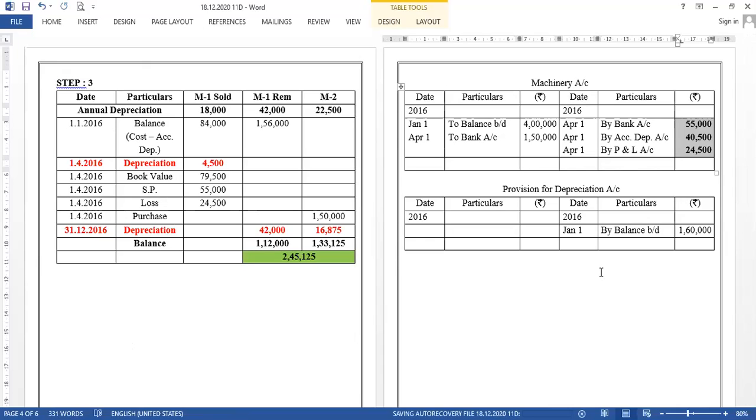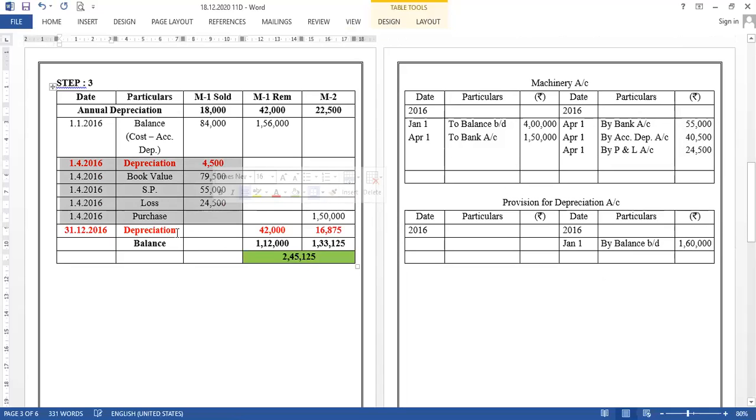120 was the cost price of the asset, right? So we are correct. Fine. So please take care of this. Okay. Now, as on 31st December depreciation, we know depreciation is not going to be a part of machinery.